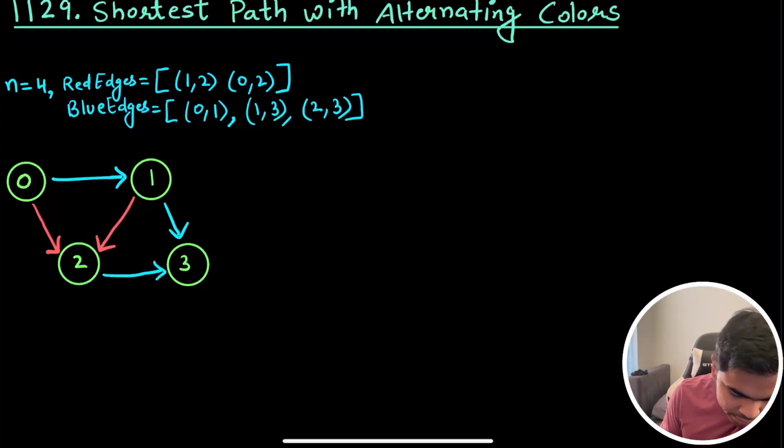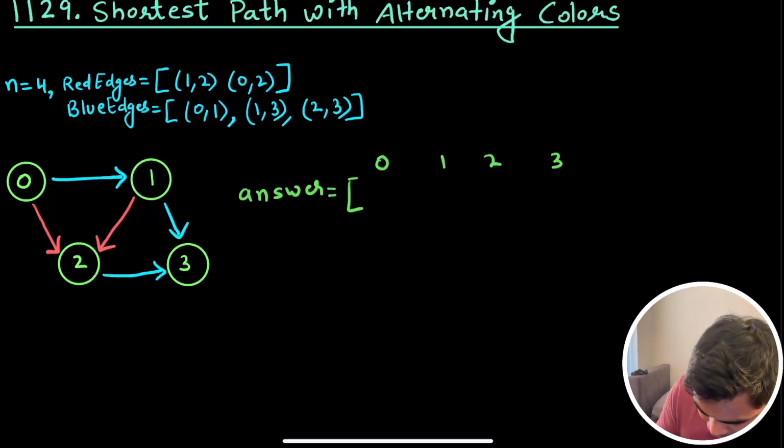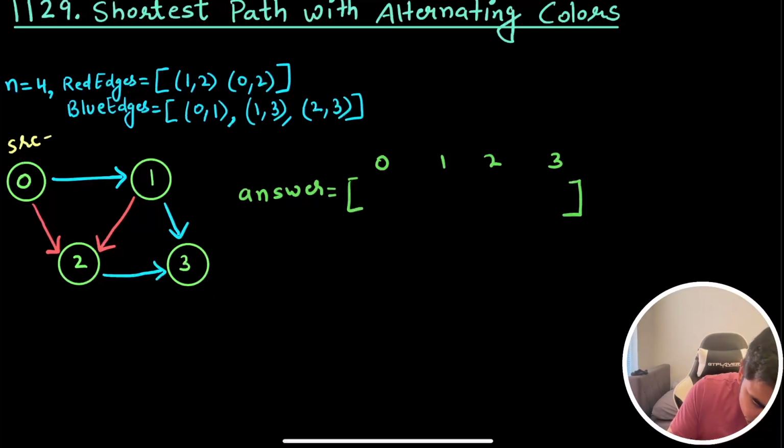We have 4 nodes, 0, 1, 2, and 3. Then I have taken 2 red edges and 3 blue edges. So now what we need to return, per the definition of our answer, is an array called answer that will be of size the number of nodes, and at each node's position, basically this index, you need to return the shortest path from the node 0. This is the source, so this is our source 0.